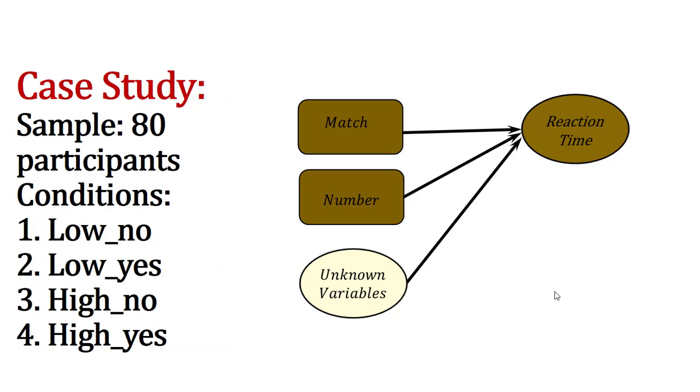Let's continue. Because we have two variables with two values, there are 4 conditions combining the two variables, and the 80 participants will go through the 4 conditions. Condition 1 is low number of objects and no match. Condition 2 is low number of objects and yes match. Condition 3 is high number of objects, no match. Condition 4, high number of objects and match.